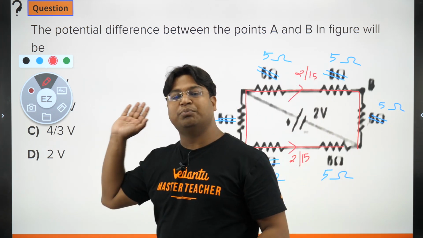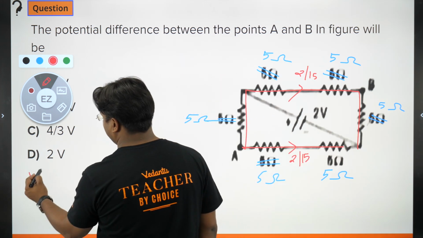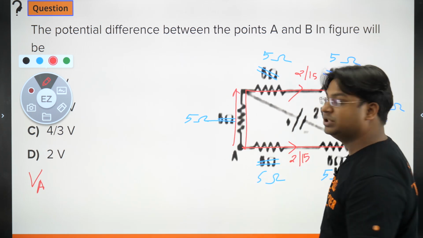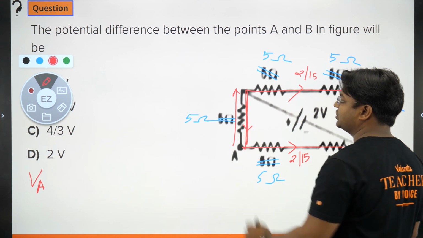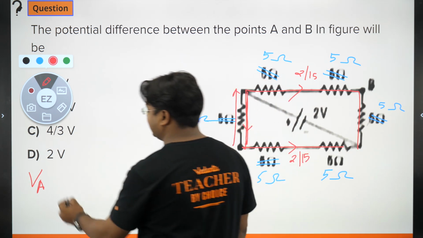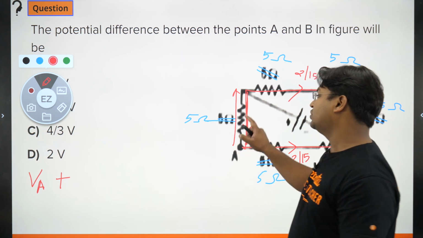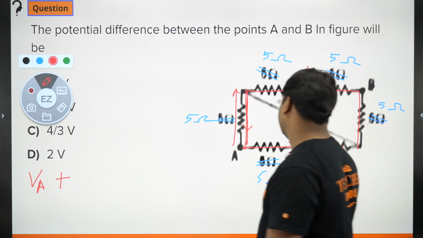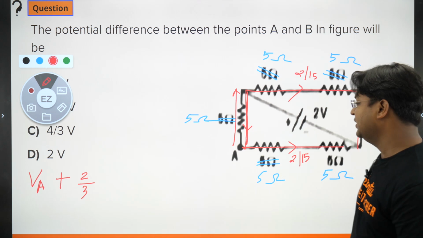start from A and keep moving towards B, and write the potential changes that take place. For example, if I start from A and move towards B through this path, then I'm moving against the current. In this branch, current was in the downward direction. Moving against current through a resistor results in an increase in potential, so I put a plus sign here. The increase will be equal to I into R. I was 2 by 15, so I into R leaves me with 2 by 3. Okay, 5 by 15, 1 by 3.